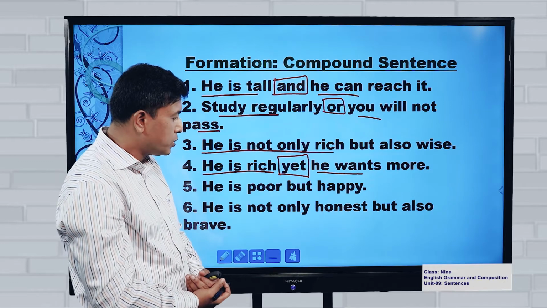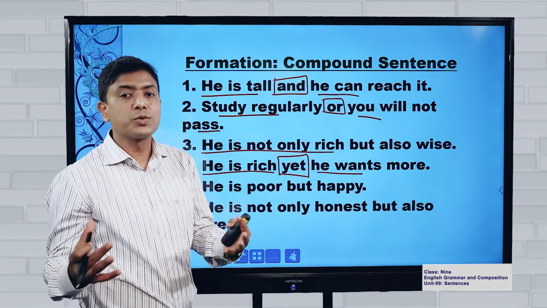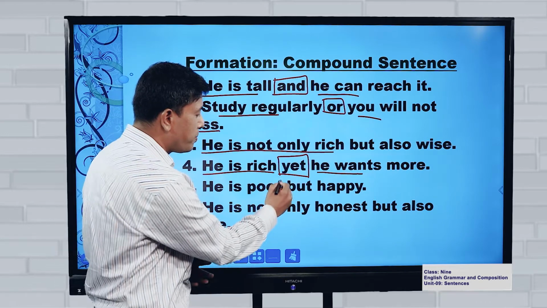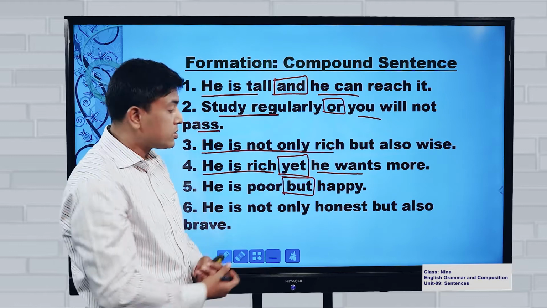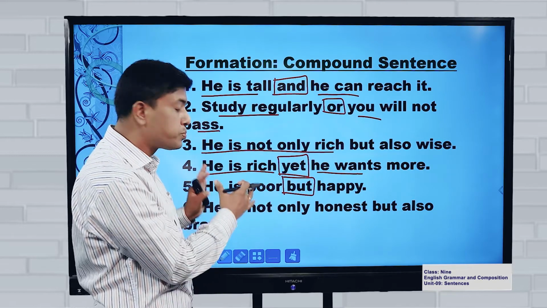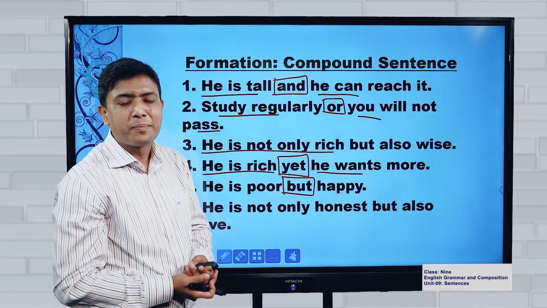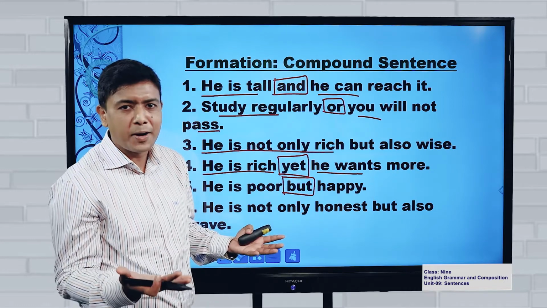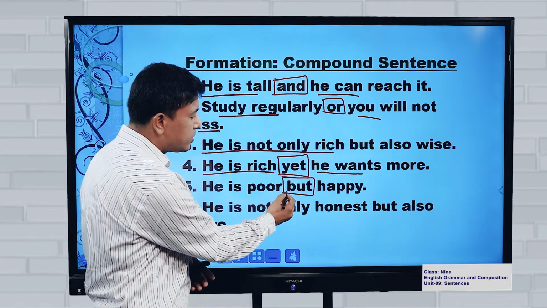Number 5, he is poor but happy. It means he is poor, he is happy. These are the 2 sentences. And when we want to combine them, we use this but as a connector because it is a contrast. He is poor, he is happy. Usually we think if someone is poor, he cannot be happy. So this is a common idea among our society. So it is a contrast. Therefore, we have used but.